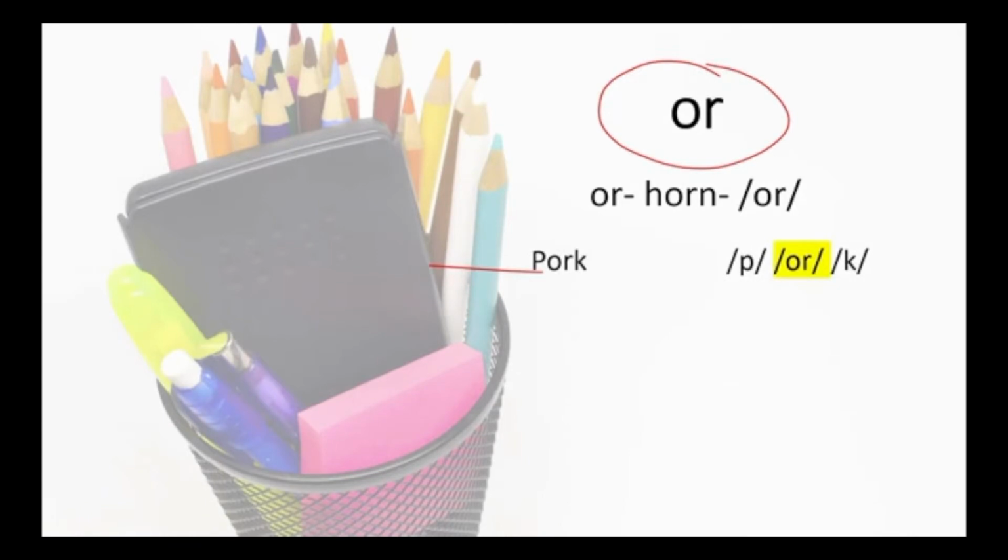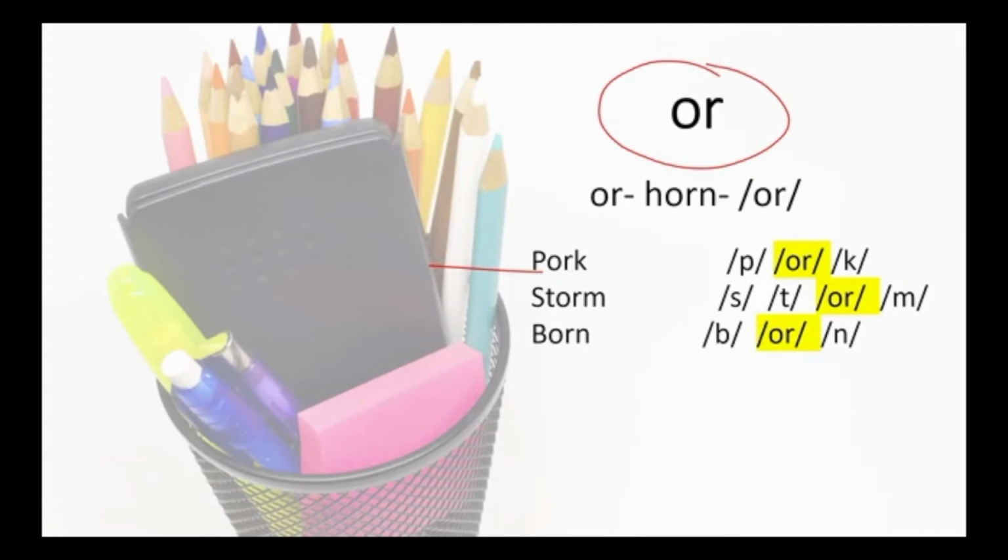Our first word we're going to talk about is the word pork. In this case, we have a consonant on either side of the OR. So you have p-or-k. Our next word is storm, and in this case, you have 4 sounds, and they are st-or-m. That st at the beginning would be a blend. Next, we again have it closed in with 2 letters, b-orn, born.